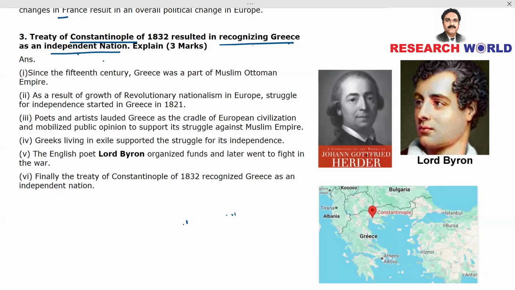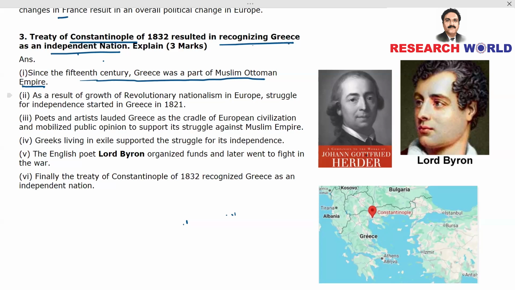Okay. Now let's see the answer for this question. You should be writing 6 points. Point number one, since the 15th century, Greece was a part of Muslim Ottoman Empire. In the previous question, we have talked about the Ottoman Empire, which spread almost all over Europe, starting from the eastern part of Europe, extending up to Middle East Asia, and then it even stretched up to the northern part of Africa. Such a wide Ottoman Empire, and Greece was a part of this Muslim Ottoman Empire.